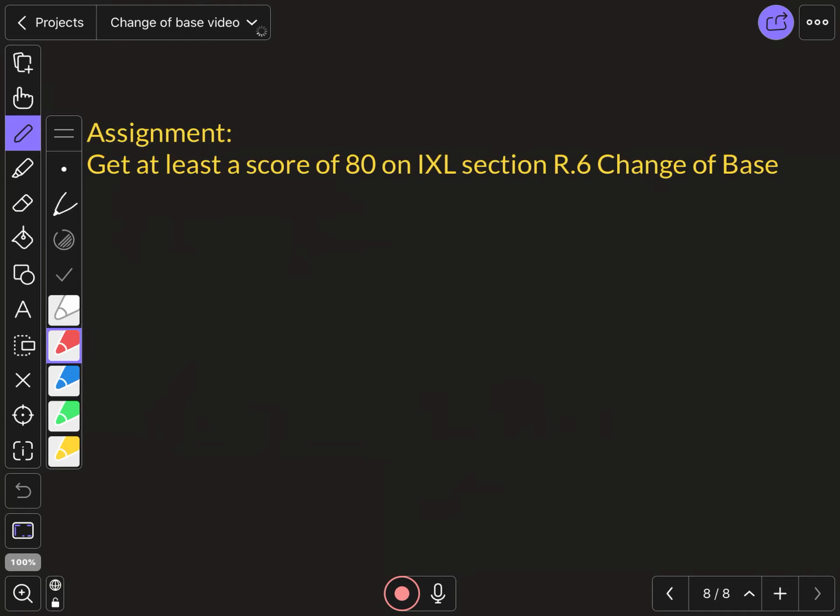But what you guys need to be doing is looking at IXL section R6 and get a score of at least 80 on there. I've noticed quite a few of my students are going for those hundreds, so I appreciate seeing those.